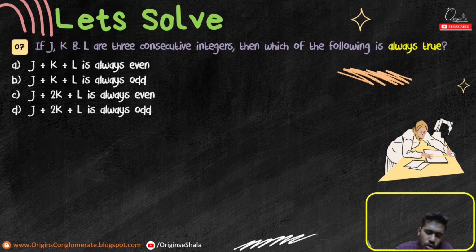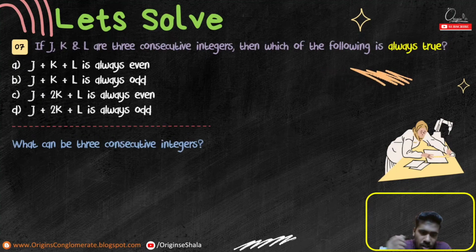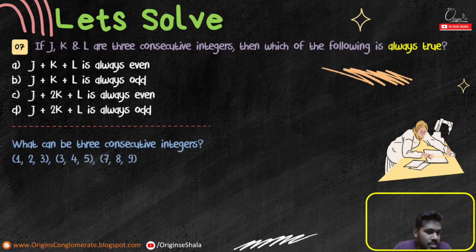So go ahead, if you are confident you can do it, pause the video and try it yourself, and I will be trying it myself here to demonstrate how I should go about it. So first of all, what can the three consecutive integers that come to mind? It can be 1 2 3, 3 4 5, 7 8 9, any number, right? But you have to think from a broader aspect.